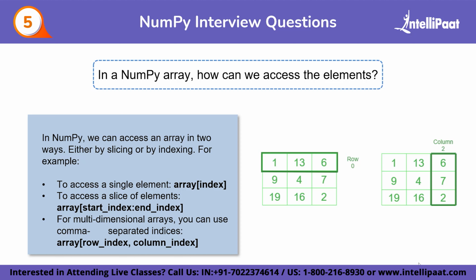So basically, for instance, array[2] retrieves the third element, and if you need a portion of the array you can use slicing. For example, array[1:4] gets elements from the second to the fourth. In multi-dimensional arrays you can specify indices for each dimension separated by commas, for instance array[2,3] accesses the element in the third row and the fourth column, making it straightforward to work with complex data structures, right? So these are the ways you can access the elements.